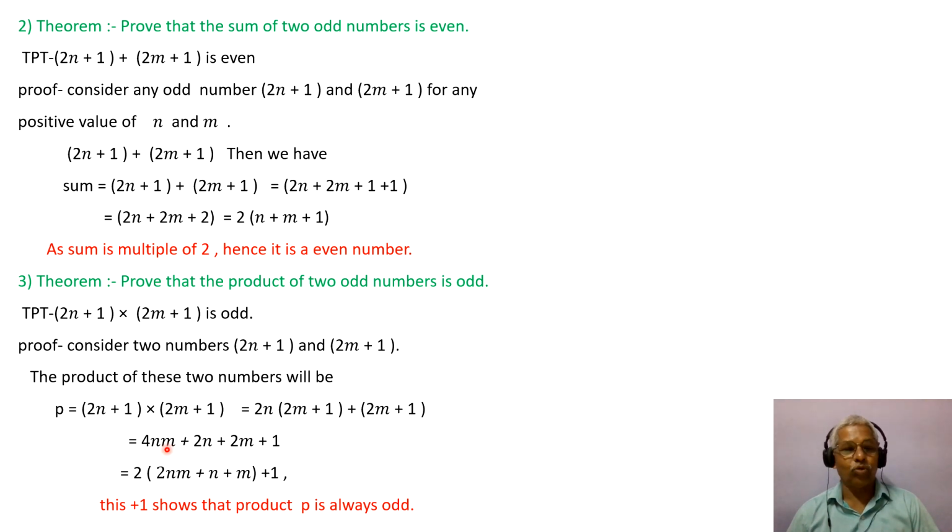2m plus 1, so open the bracket, 4mn plus 2n, this plus 2m plus 1. So can take 2 common from this bracket up to here: 2 into 2nm plus n plus m, and plus 1 is added to the whole 2 and this product. So this plus 1 shows that product P is always odd. Very nice and easy answer. So we move ahead.